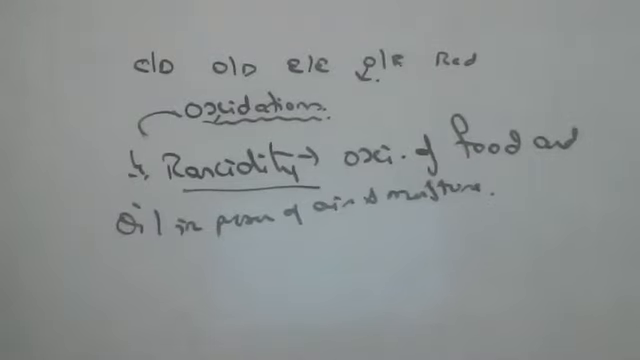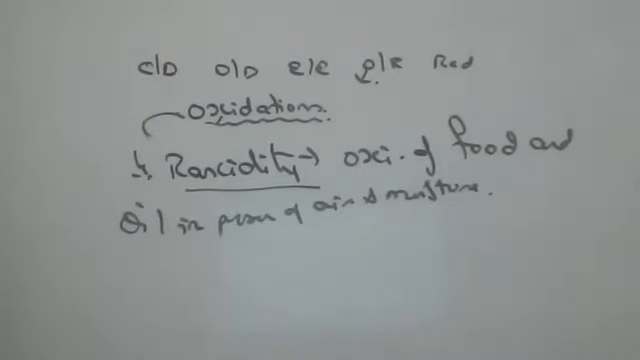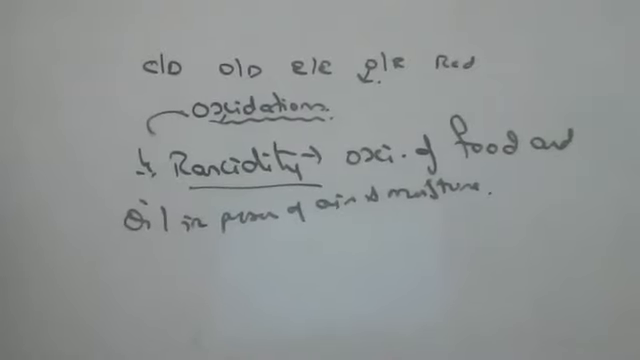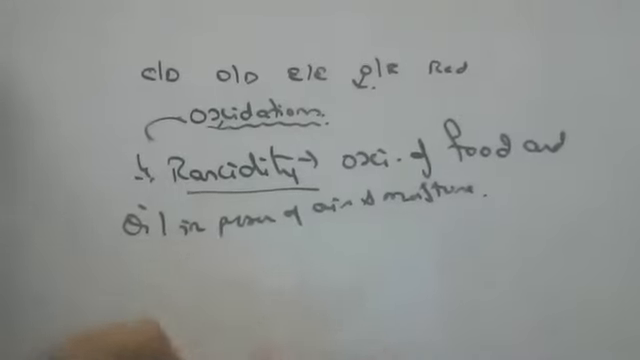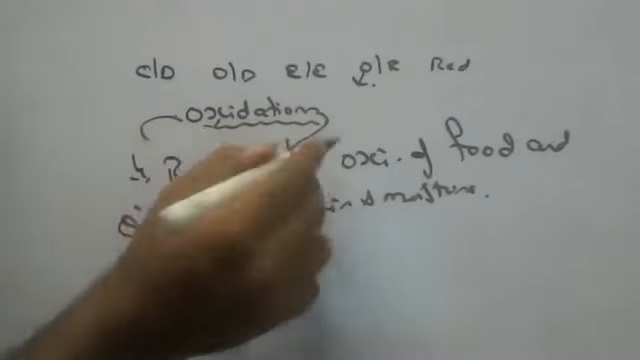All food items, if you want to store them for a long time, we put in airtight containers. Why? Because if air is there, it undergoes oxidation. If it undergoes oxidation, it will spoil. If you put oil outside for some days, it will spoil. Any food articles, if you put outside, will spoil. Spoiling of the food is called oxidation, that is rancidity.